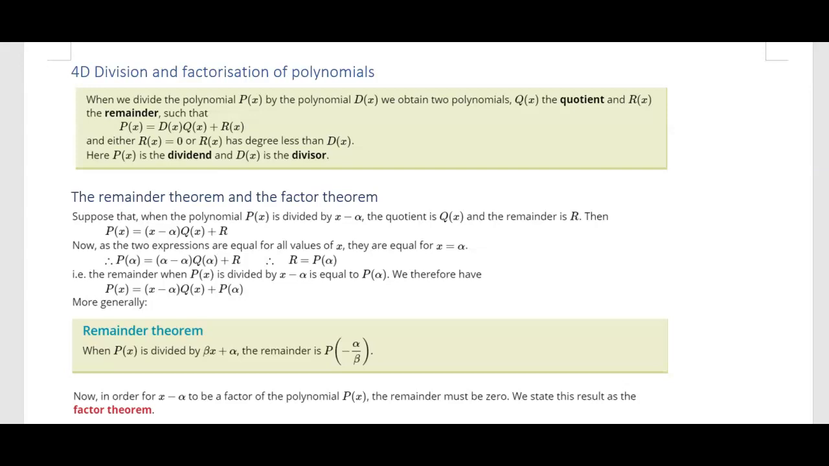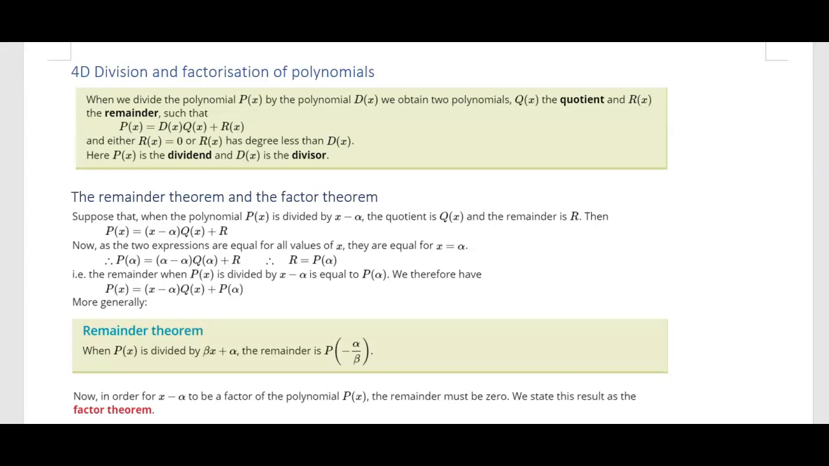Hi everyone. In this video we're going to go through 4D, division and factorization of polynomials. Quite a bit of theory here, which I think is important to have to refer back to, but with dividing and factorizing polynomials, it's just a matter of getting a little bit of practice in and definitely having examples in your bound reference. Now, dividing polynomials isn't really that difficult. You follow the same steps.